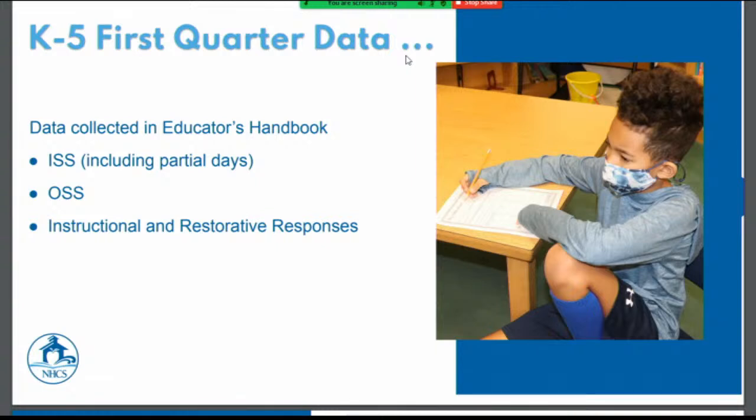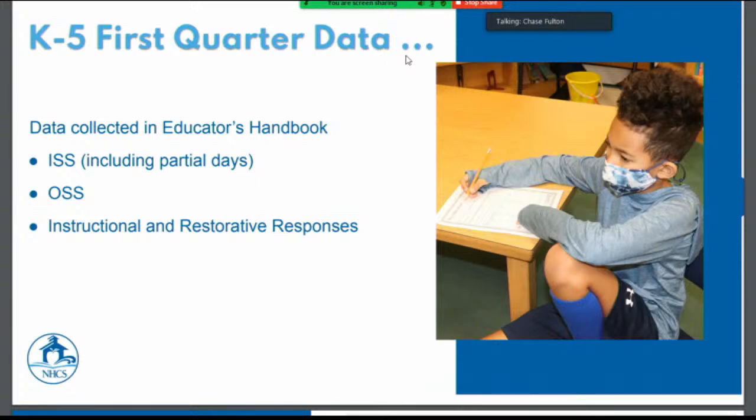So K-5 first quarter data. I want to share with you the data that we've collected in our dashboard tool, which is called Educator's Handbook. And this is the second school year in which we've been using Educator's Handbook. So we are pulling from an older data source for some of the data, but it's still applicable. In Educator's Handbook, we aren't in a situation where we have to continue to pull reports because our data sits on a live dashboard. But we did pull them for the comparison's sake.